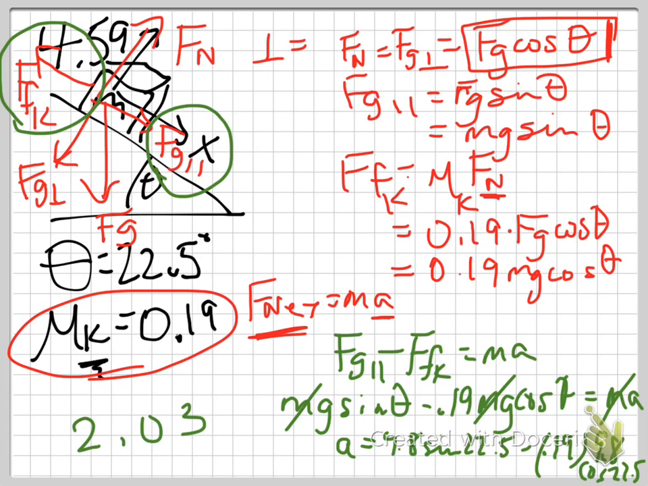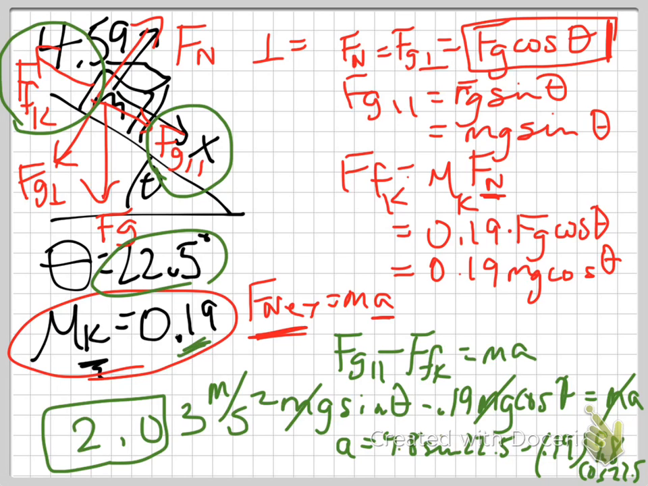I'm going to check it in Mastering just to see if I get the green light. I got it, but it says it was either rounded differently or used different numbers as sig figs. It looks like they just wanted 2.0 meters per second squared because they only gave us 2 sig figs, although theta had 3. All right, so that was part A.